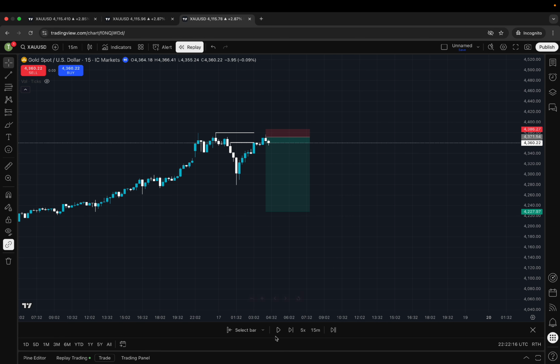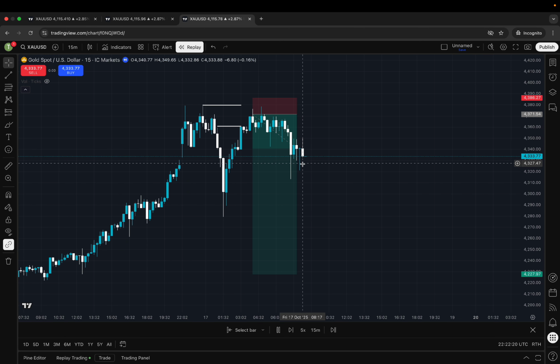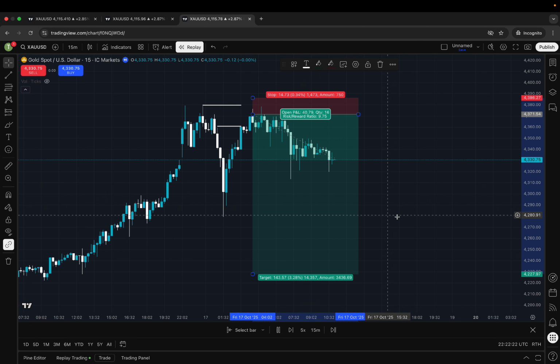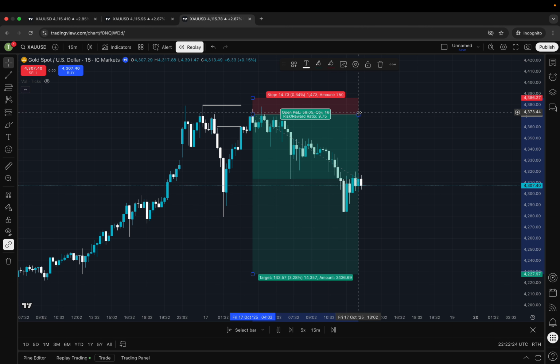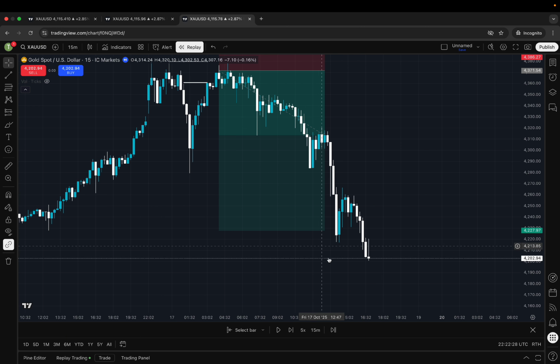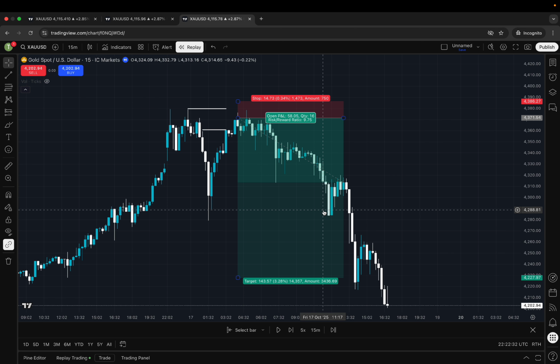I'm going to speed this up. So we did tap in, and as you guys can see, straight away price is starting to go down, and just like that we hit TP and price is continuing to go towards the downside. And this was a 1 to 9.75 risk to reward. Now as I said before, the average risk to reward is 1 to 3 to 1 to 5.